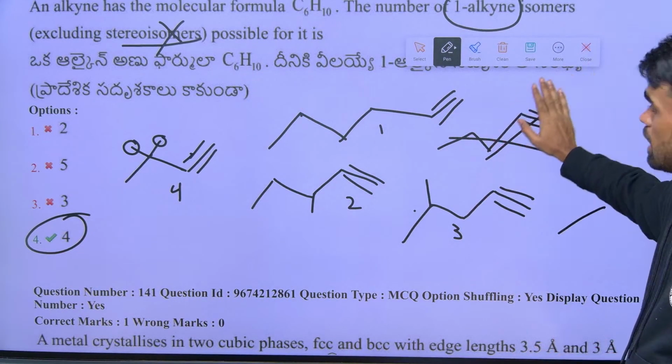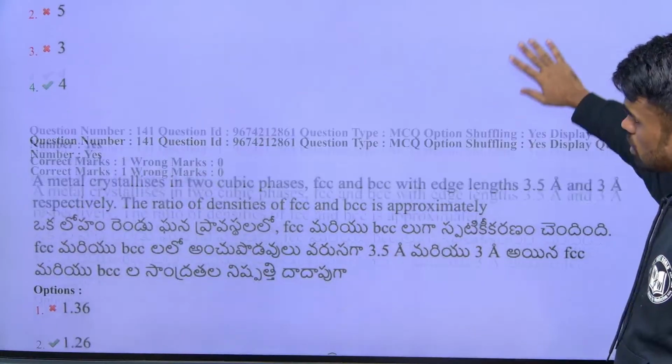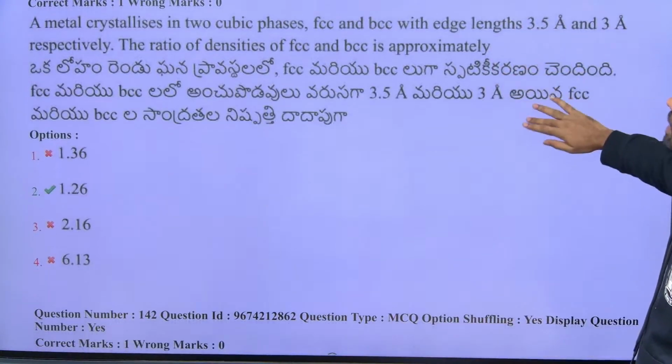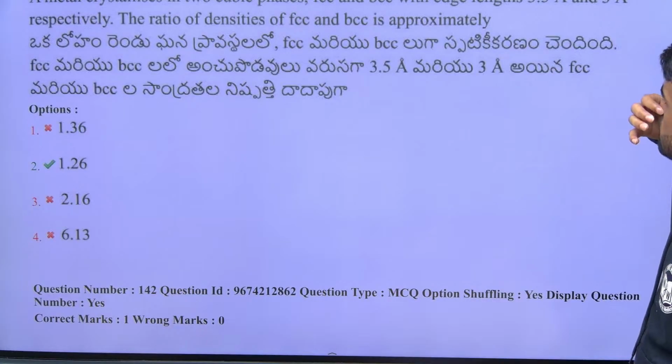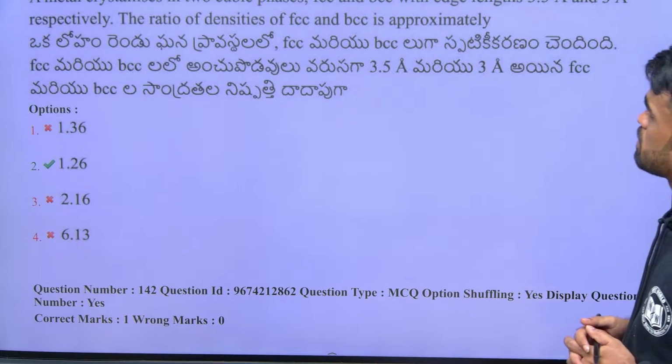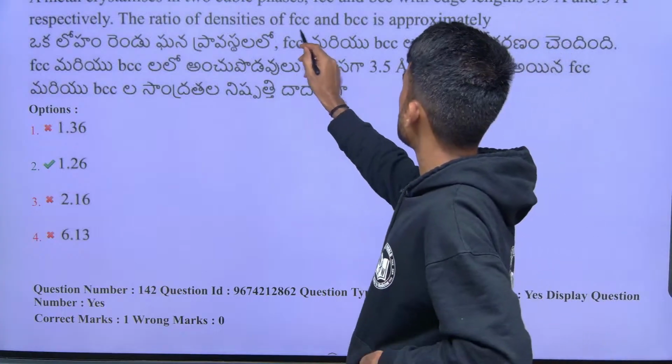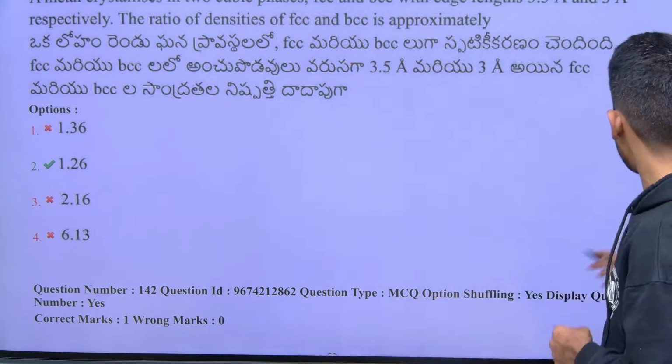I hope it is clear now. A metal crystallizes into 2 cubic phases, FCC and BCC, with edge lengths 3.5 angstroms and 3 angstroms respectively. What is the ratio of densities of FCC and BCC? Oh, okay, it is simple again.